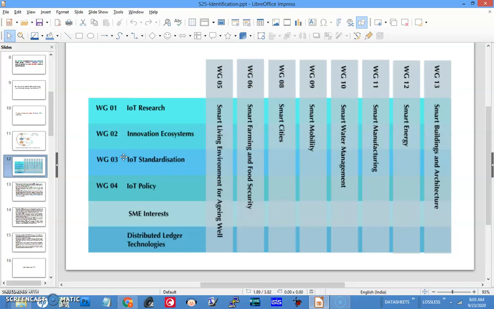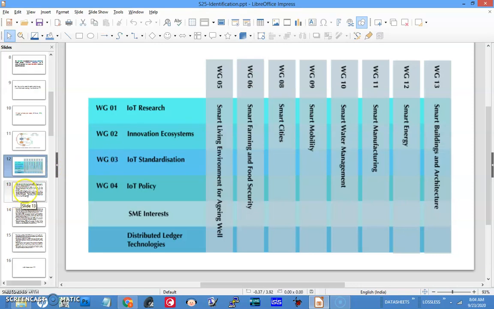Okay, so in verticals we have everything covered, right from smart building all the way to smart living environment for aging well. So what you have to do is spend a moment on this slide, pause the video and look at all the WGs and their function in the verticals. In the horizontal we have got research, innovation, ecosystem, standardization, policies, they are all common, and then you have got small to medium enterprise interest, that is known as SME. That also has to be taken care of, and then distributed ledger technology should be there. You might have heard of ledger technology in connection with blockchain. So that is actually a security aspect. It covers everything for security related accounting and auditing.